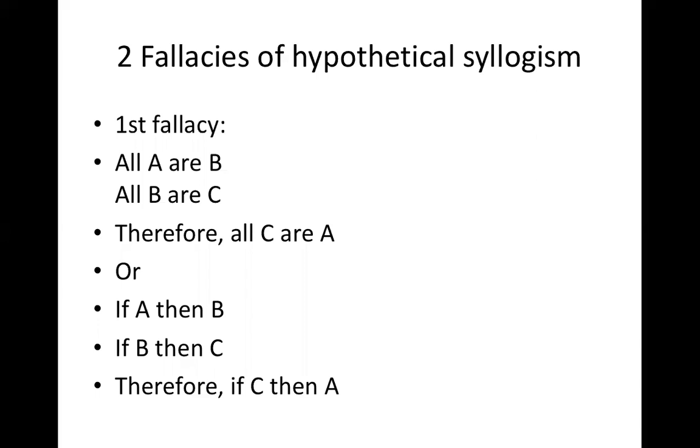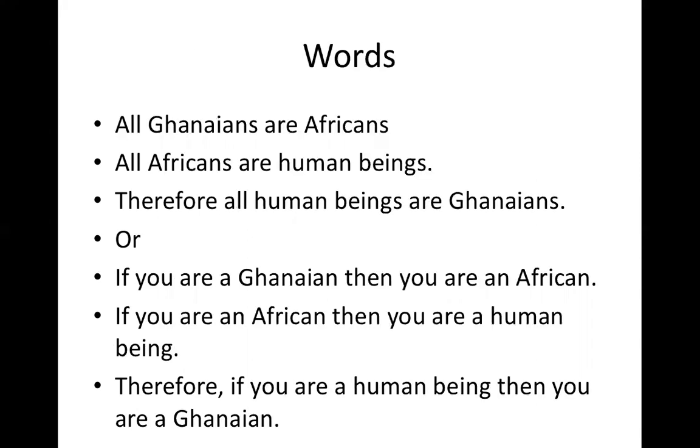All C are A. That's good. So instead of all A are C, this person reverted it to all C are A. Now you look at it, the argument becomes very funny. Look at this: all Ghanaians are Africans, all Africans are human beings, therefore all human beings are Ghanaians. So obviously this is a fallacy.